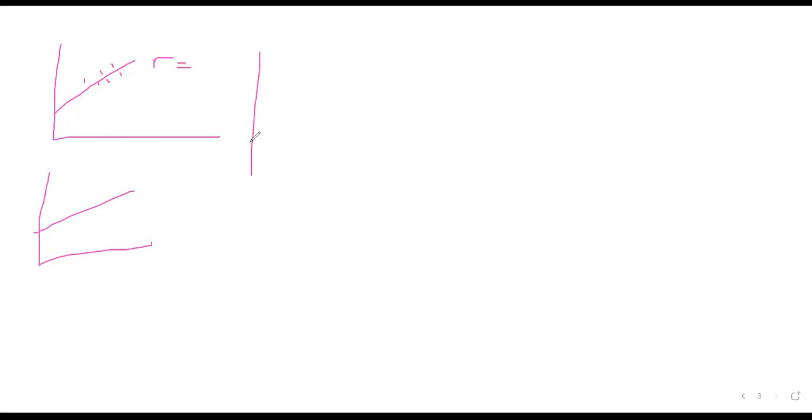Now, the direction of the relationship and the strength can either be strong or weak. So if it's strong, the dots are very close to each other. So this is what? Epitomized by the letter R. R stands for the what? Coefficient of correlation. Sorry, Mr. Collins. Yes, sir.